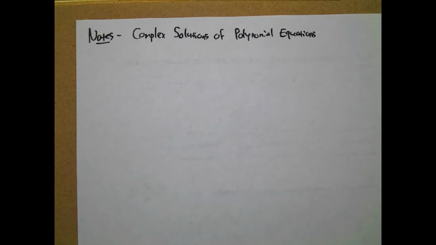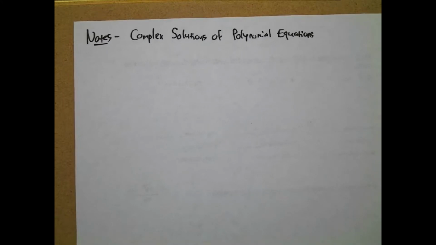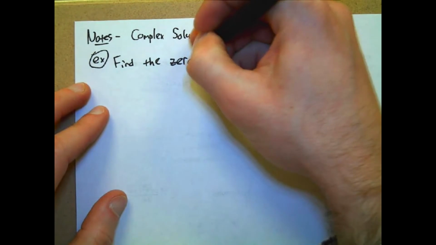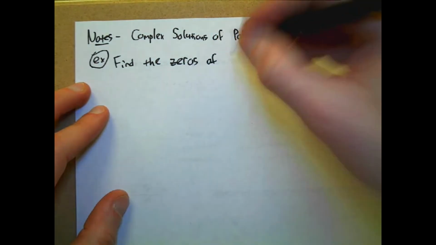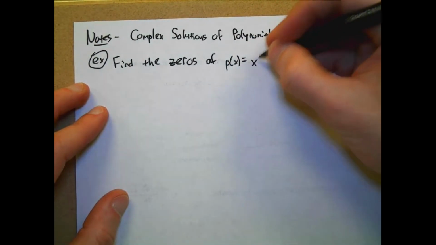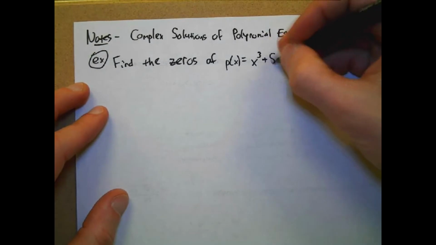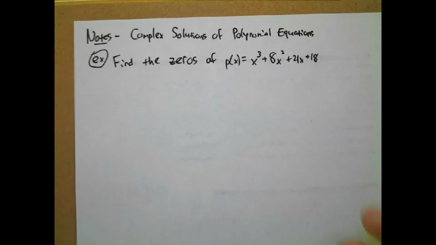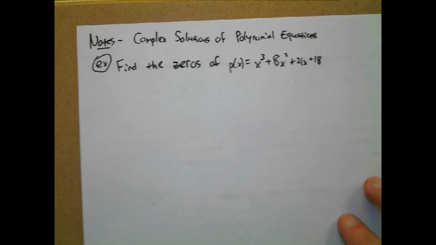So let's get into what we're going to do here. All right. Then we'll just start off with an example. We'll find the zeros of p of x equals x to the third plus 8x squared plus 21x plus 18. So kind of a review of what we did yesterday, right?